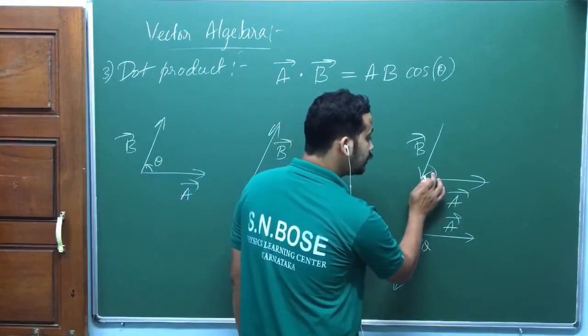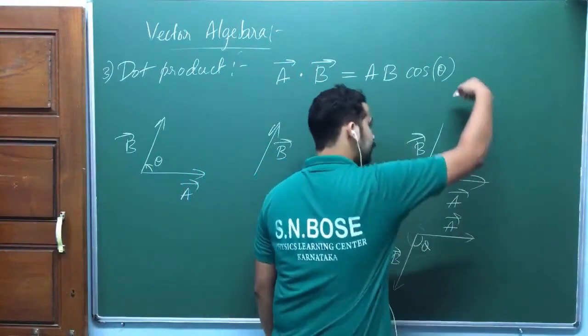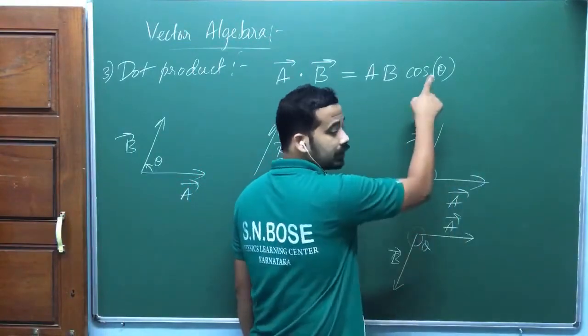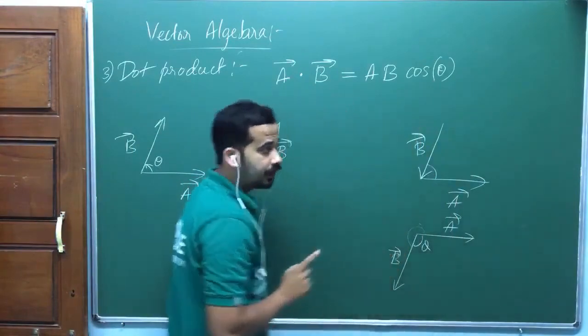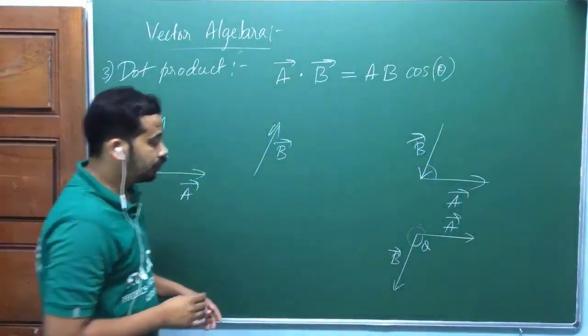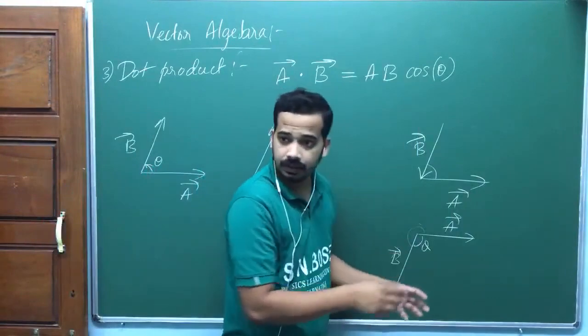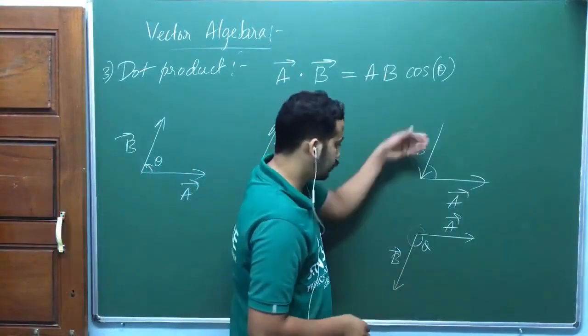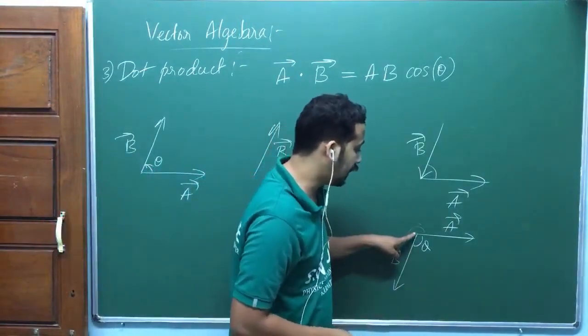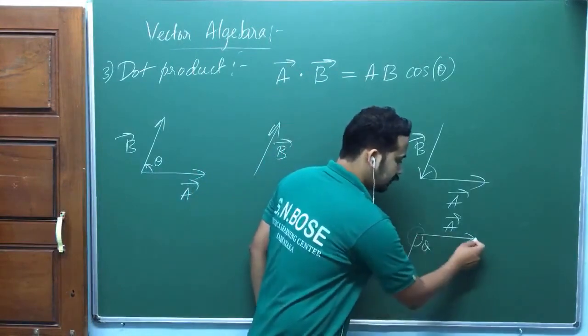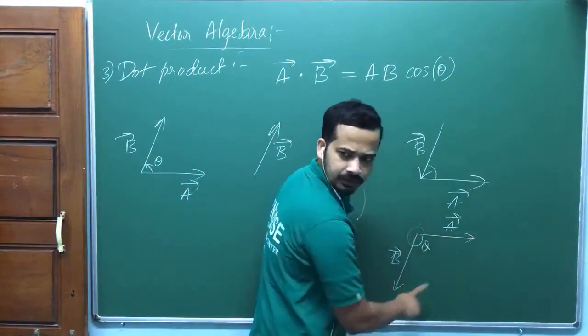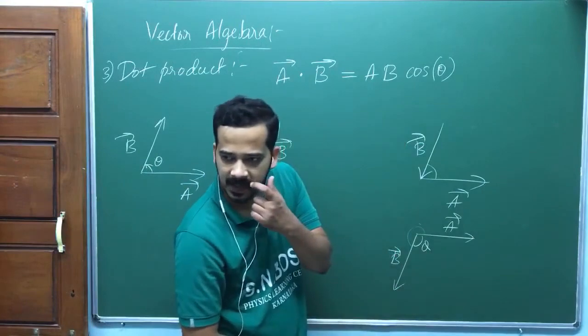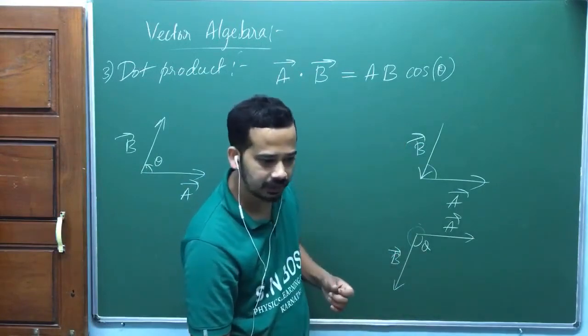But this is not the angle. If vector A is like this and vector B is like this, this is not the angle that we are talking about here. You have to redraw the vectors. You have to change their location in such a way that the tails coincide. These are tails. This is head. This is called the head. Speak out, anyone? Which is head? Which is tail for a vector?